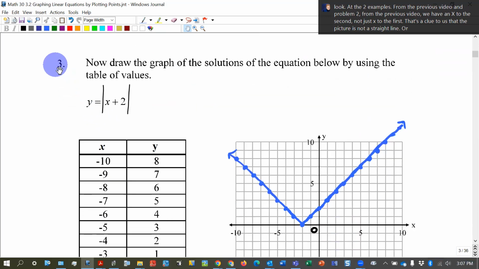Or in the third example from the previous video, we had X inside an absolute value. It was actually X plus 2 inside the absolute value. But the important thing is that there was a variable inside an absolute value. That tells us now that the graph of the solutions to this equation, the picture of the ordered pairs that make the equation true, is not going to be a straight line.